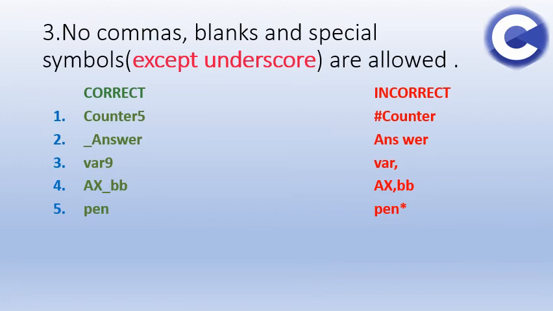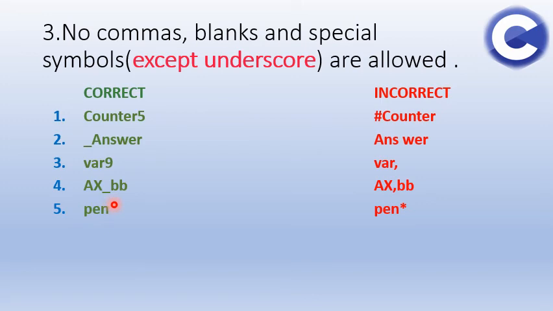Here hash counter, again you know that no special symbols are allowed anywhere in the code, so that's why it is incorrect. Here underscore answer is also following all the rules. Here in the next one, just look, between S and W there is a blank and no blank is allowed in a variable name, so it is incorrect. var9 is again correct because it is following all the rules. And just look here, var comma, this comma is not allowed in a variable name, so it is incorrect.